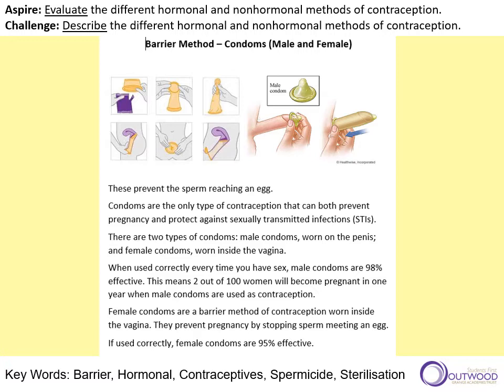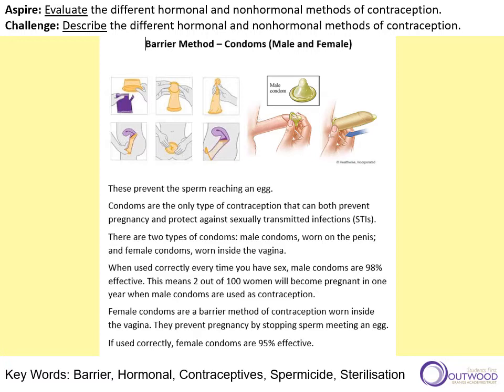When used correctly, it is 98% effective. That basically means that 2 out of 100 women will become pregnant in a year when male condoms are used as contraception. Now that's because of various things. It rips, it comes off, it's not being placed on properly, and so forth.